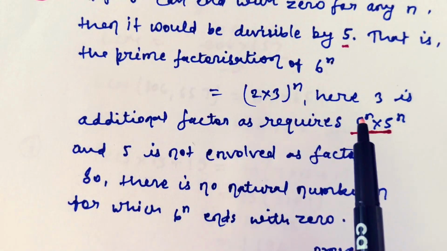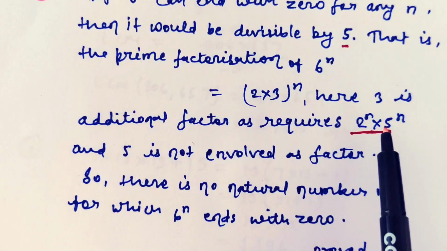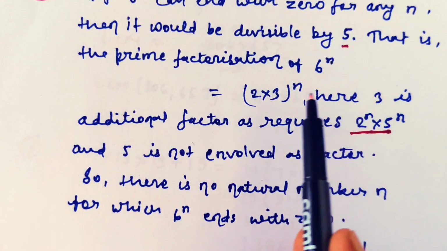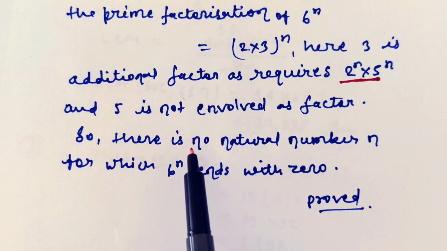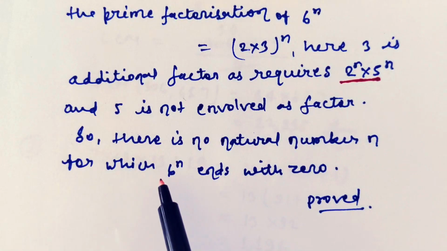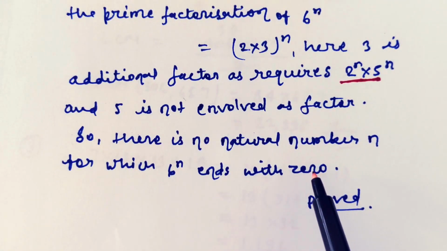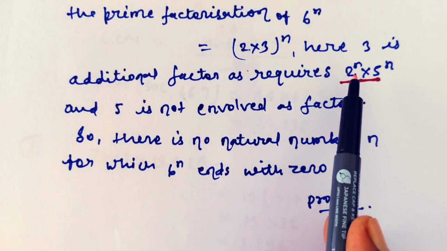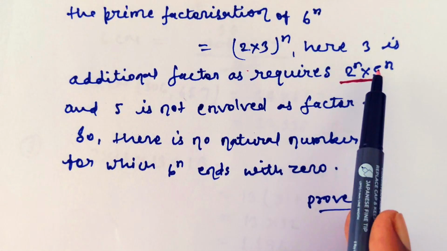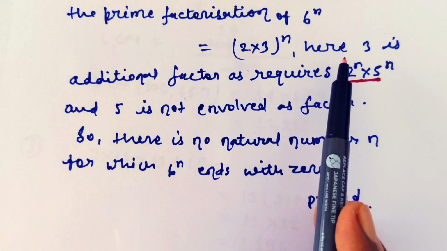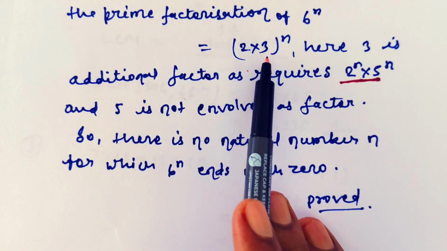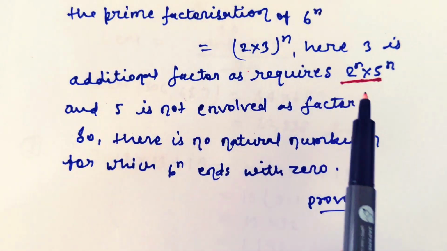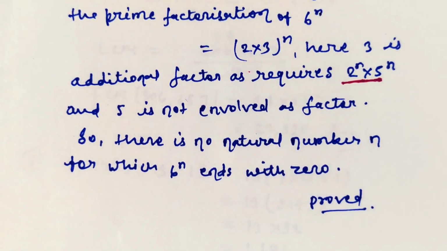If such a number is mentioned in this factorization, then that number will end with 0. Here 3 is the additional number. So on this basis we can say there is no natural number n for which 6 power n ends with 0, because 3 is here. If you get 2 and 5 both, then it will end with 0. Here 5 is not mentioned. If 5 were available, then we would say it ends with 0. Okay, this is the way to prove whether such a number ends with 0 or not. Okay, this is the final way.